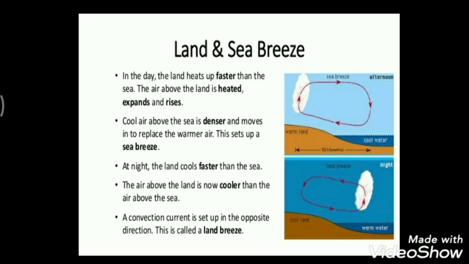Now at night, the reverse thing happens. The land cools faster than the sea. The air above the land is now cooler than the air above the sea. A convection current is set up in the opposite direction. So this is called a land breeze.